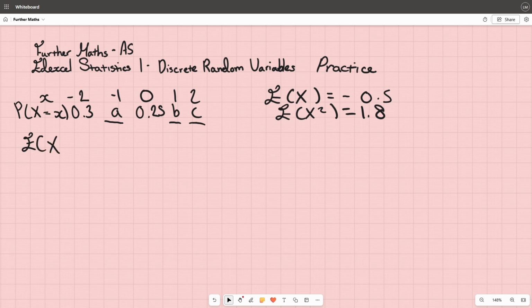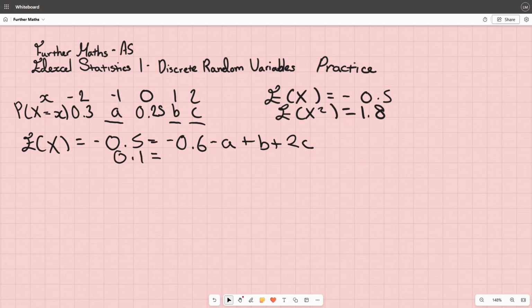We need to do the expected value of x, and we know that's equal to minus 0.5, and so that must equal minus 2 times 0.3, so that's minus 0.6, minus a, 0 doesn't matter, plus b plus 2c. So let's add the 0.6 to the other side. So we have 0.1 is equal to minus a plus b plus 2c.